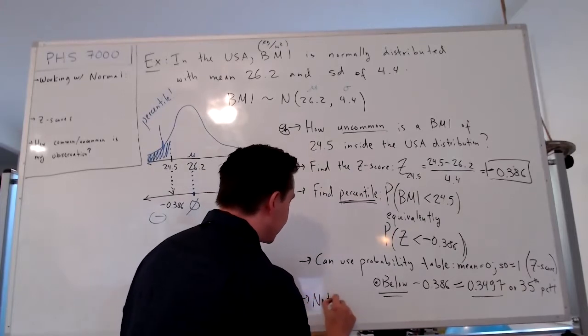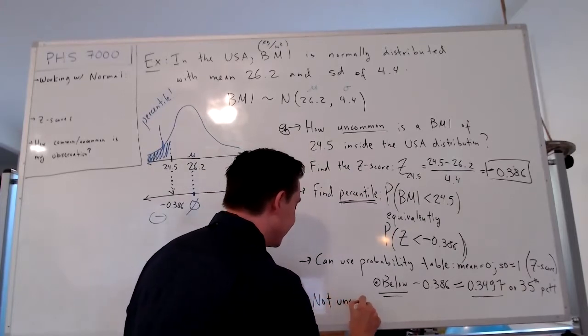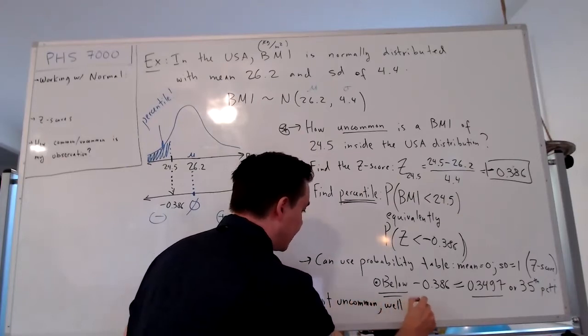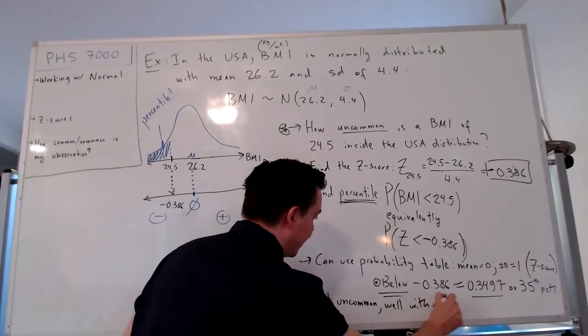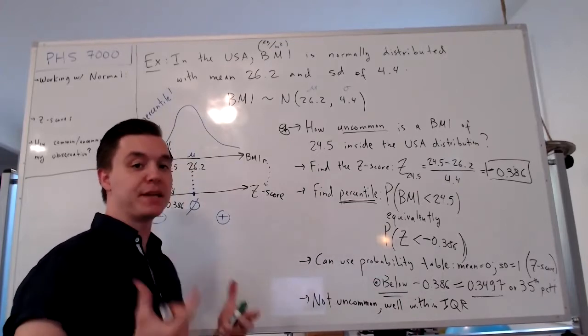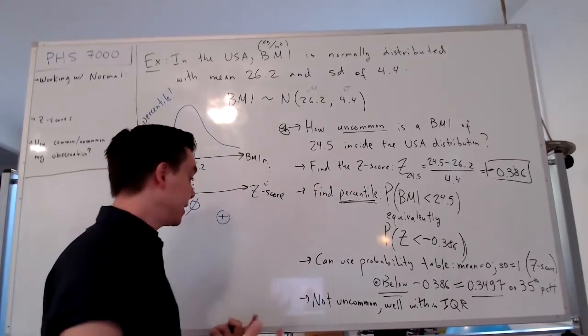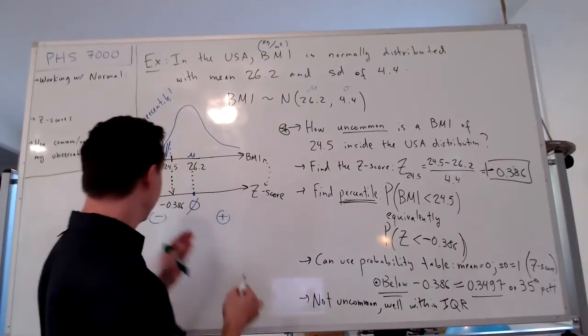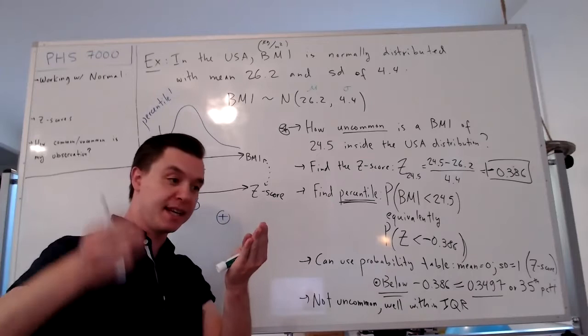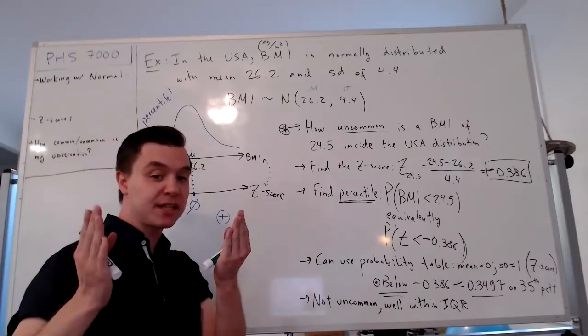Not uncommon. Well within the interquartile range. Quick review, right? Interquartile range is the middle 50% of the data. And so it's between Q1 and Q3. Q1 is the 25th percentile. Q3 is the 75th percentile.